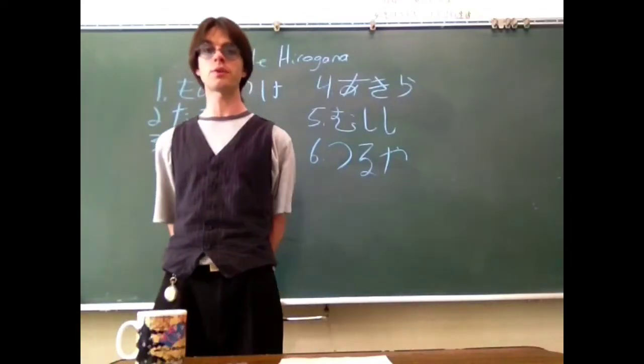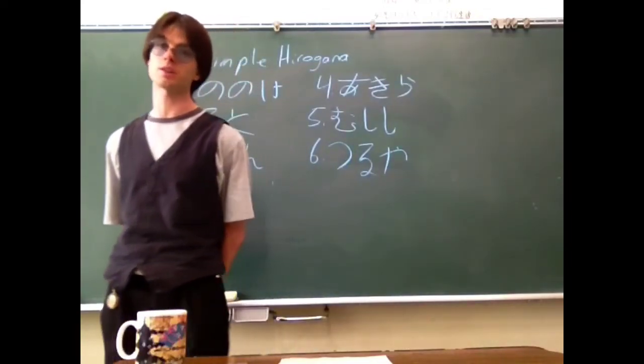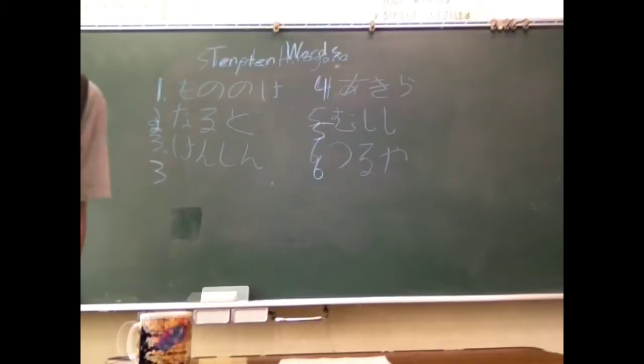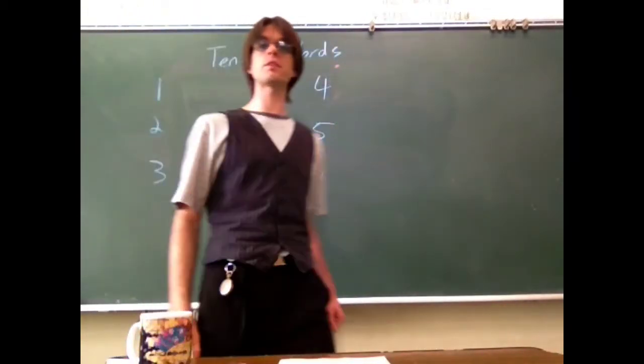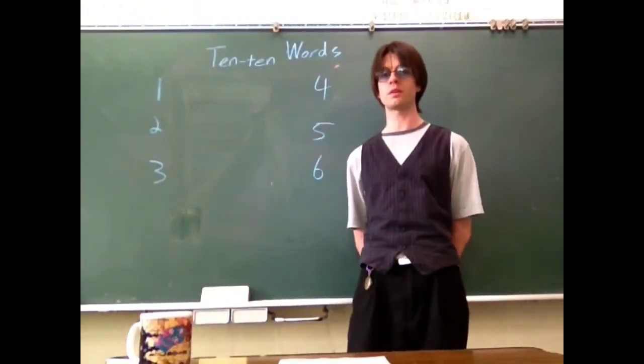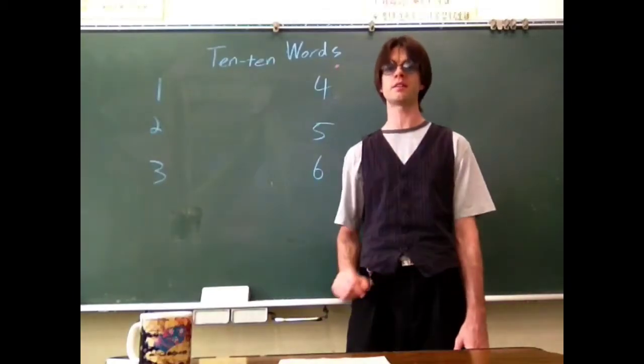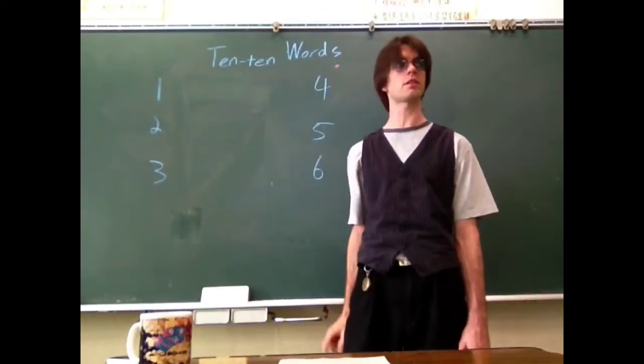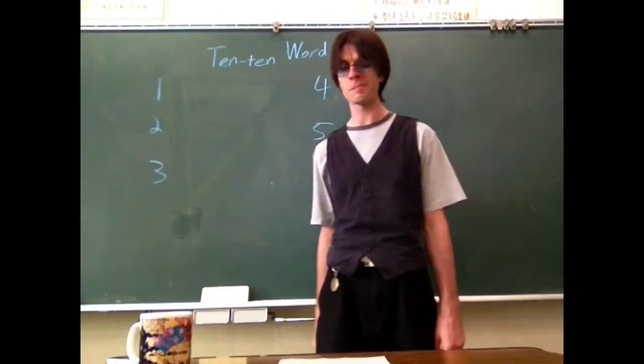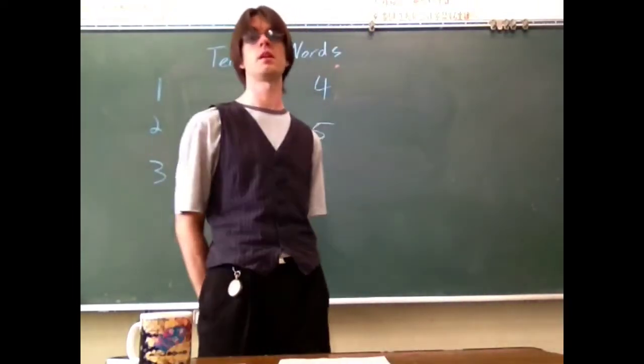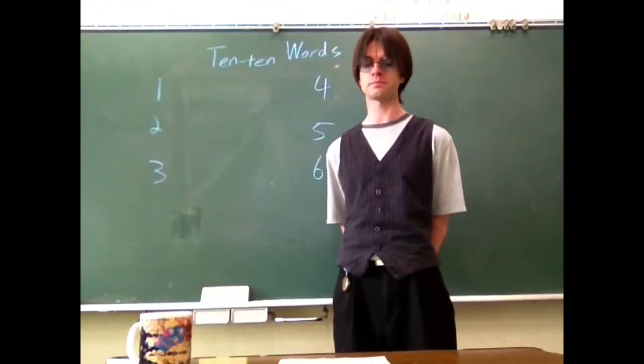So, that's the first 6. Go ahead and mark down how many you got right, just for fun. Okay, next up, let's do tenten words. These are words written in hiragana with at least one tenten syllable in it. That's the two little dots that make it like a harder consonant. Let's go, ready? Number 1.